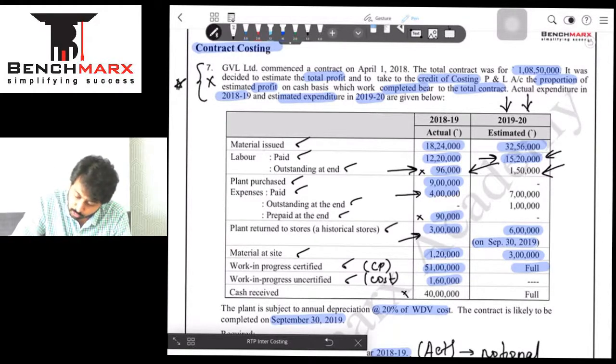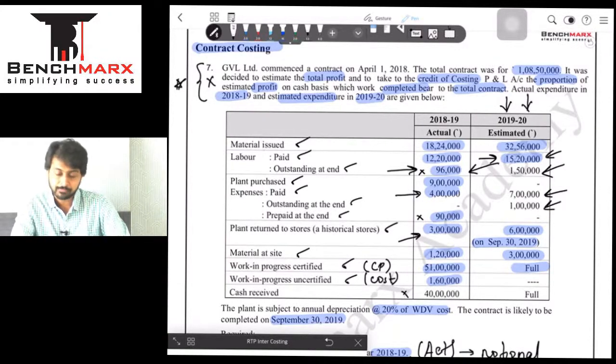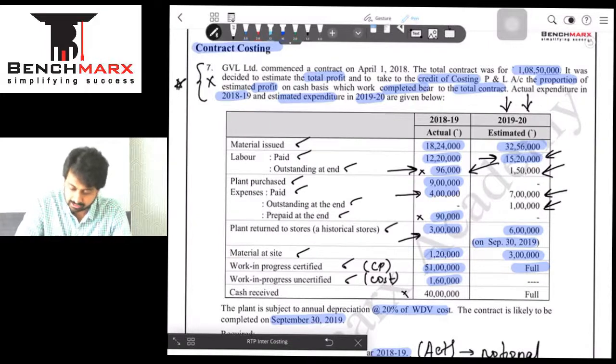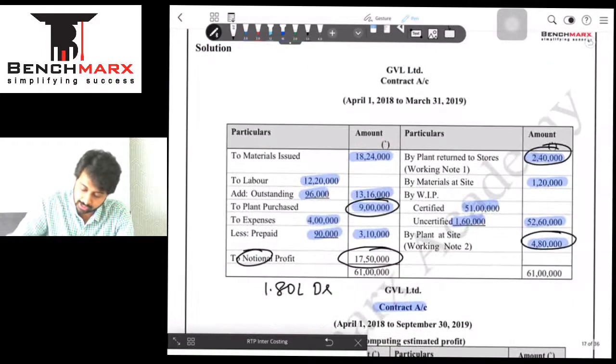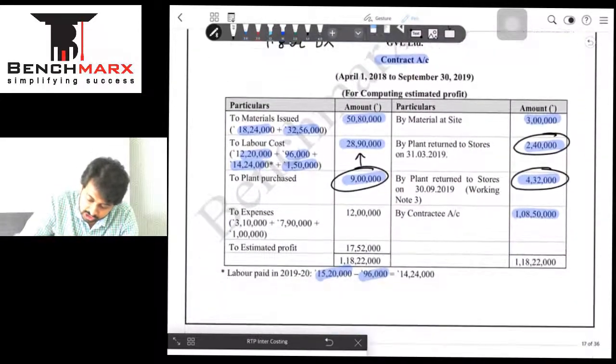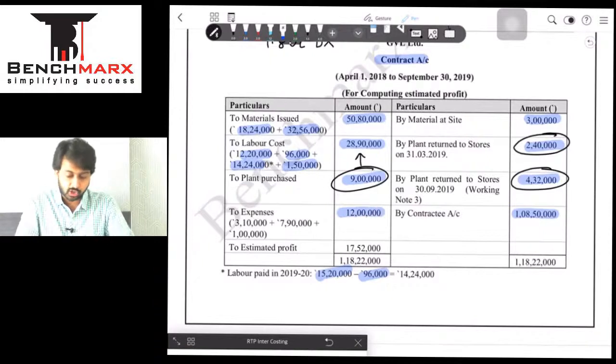सो पेड इज 4 lakh plus paid 7 lakh and plus outstanding 1 lakh. So 4 plus 7 plus 1 or 90 will be adjusted because prepaid now will be a cost later. That means 4 lakh plus 7 lakh 11 lakh, 11 lakh plus 1 lakh 12 lakh. 12 lakh should be on the contract account debit side, which is this 12 lakh. ठीक है. तो अपना कॉन्ट्रैक्ट अकाउंट फुल रेडी हो चुका है.